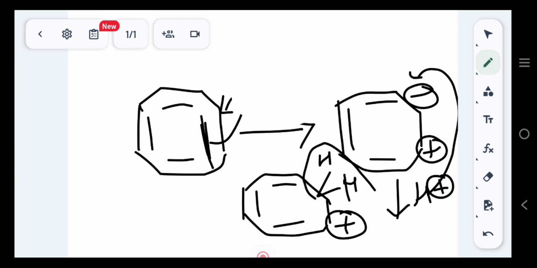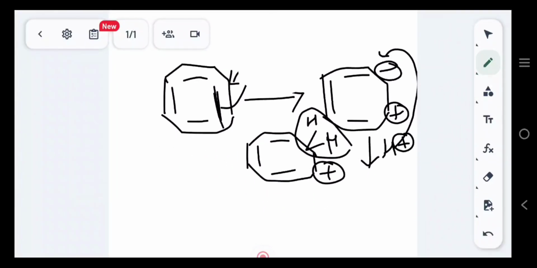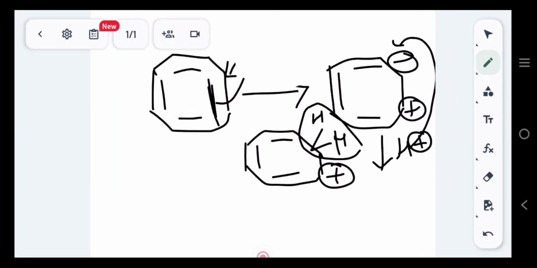Here, you have an sp3 hybridized carbon atom, right? How am I saying that it is an sp3 hybridized carbon atom? Because count the number of sigma bonds. For this carbon atom, 1, 2, 3, 4. Since this carbon atom possesses 4 sigma bonds, it is said to be an sp3 hybridized carbon atom.